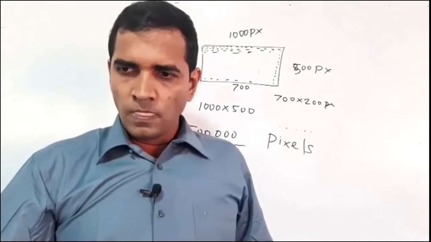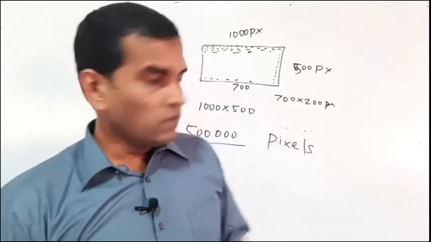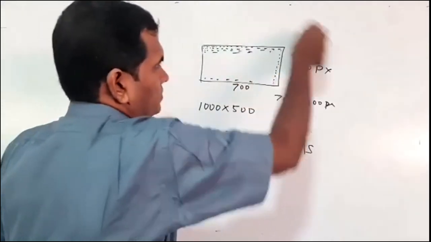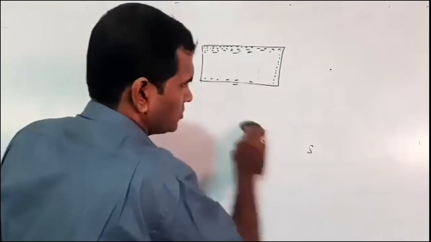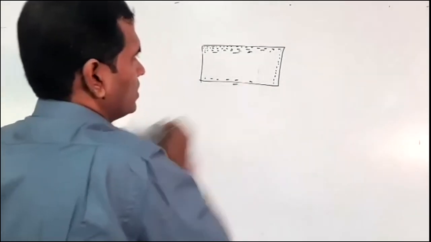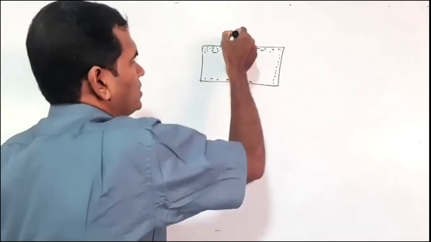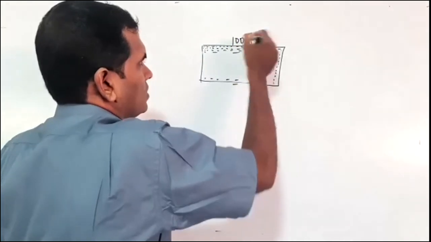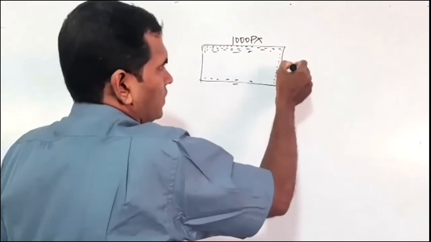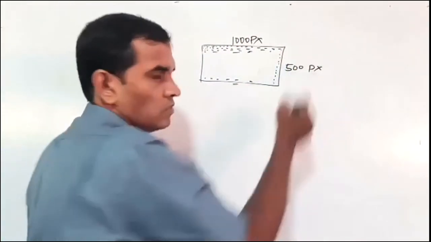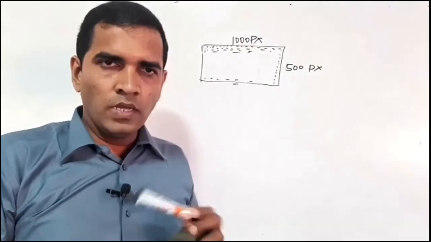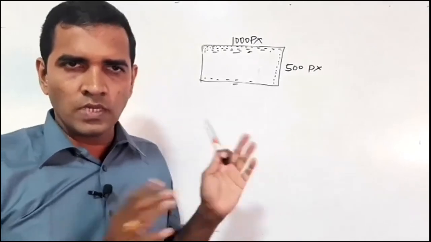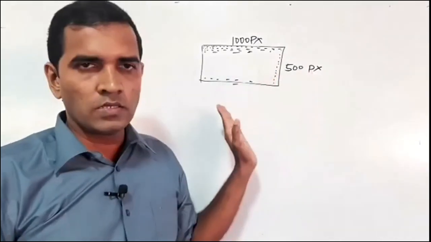Okay, but look, time is almost up, but I want to mention one thing. So assume this is the original image, 1000 pixels width and 500 pixels height. Okay, assume this is the original image. But now you want to reduce the size. Okay, reduce the width and height.